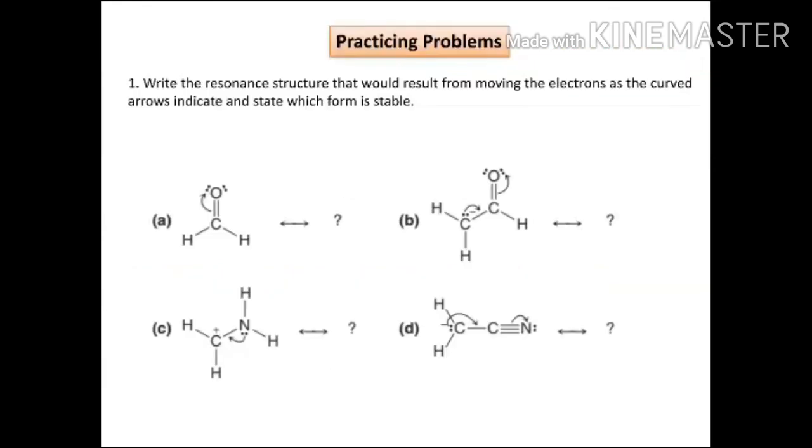These are some practice problems. According to the arrow you have to predict the next canonical form, and among these two, which one is more stable. You have to predict the stable one.